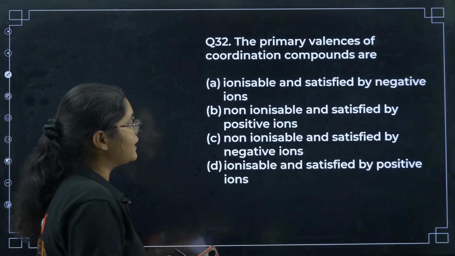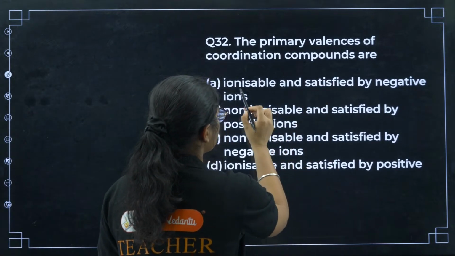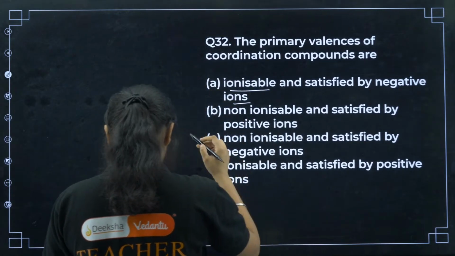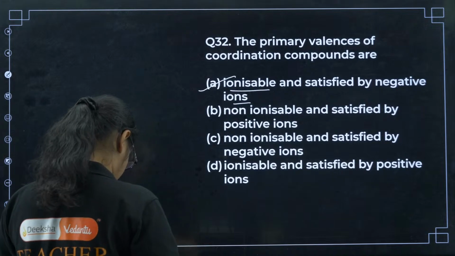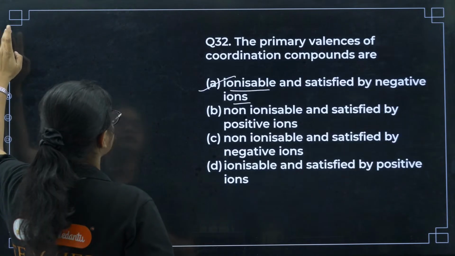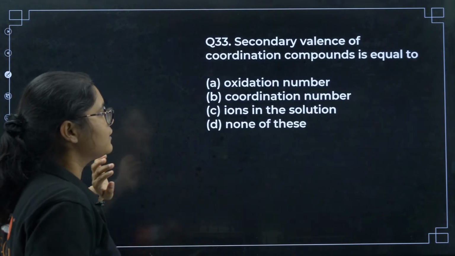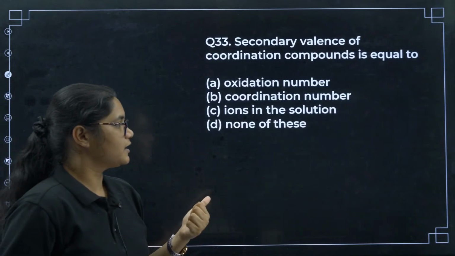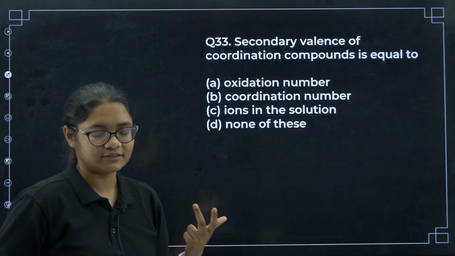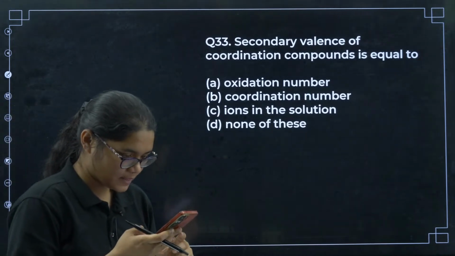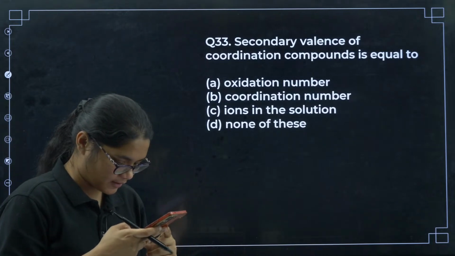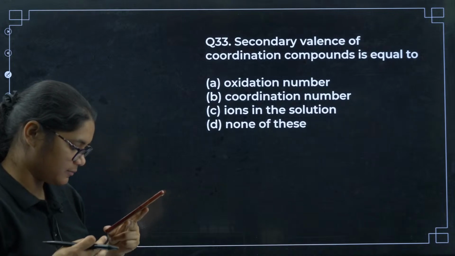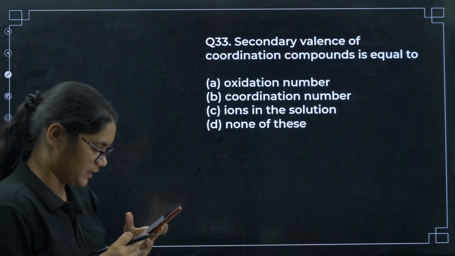Yes, primary valencies of the coordination compounds are ionizable and satisfied by negative ions, right? Yes, option A is the correct answer. Next, question number 33. Secondary valency of the coordination compound is equal to: oxidation number, coordination number, ions in the solution, none of these. Yes, 32A, all of you are correct. Yashwant, Mani, Sharat, Varshu, Bharat, Mani, Atreya. Yes, all are correct. Very good, students.